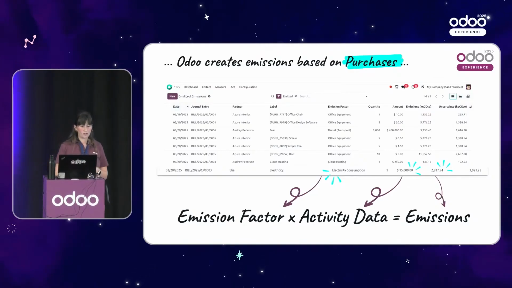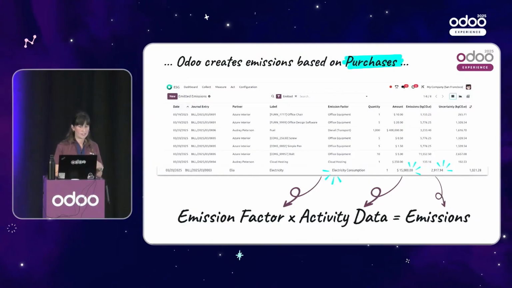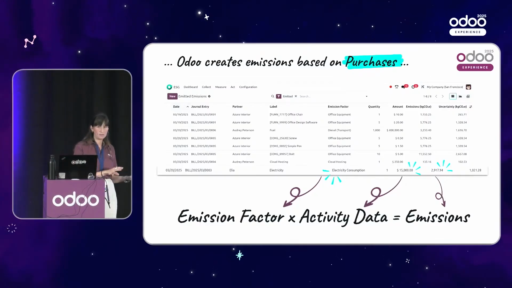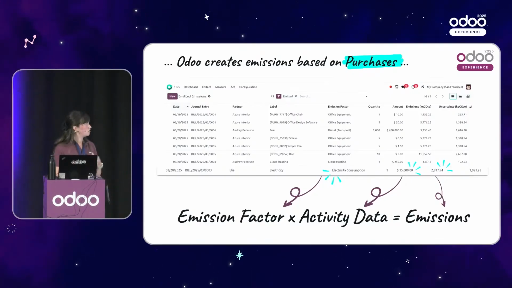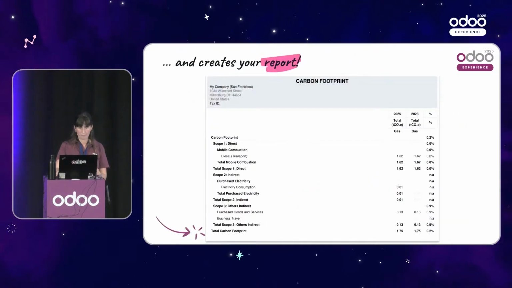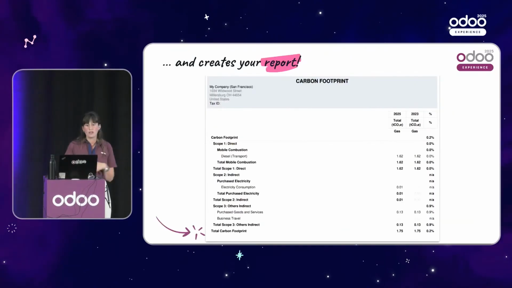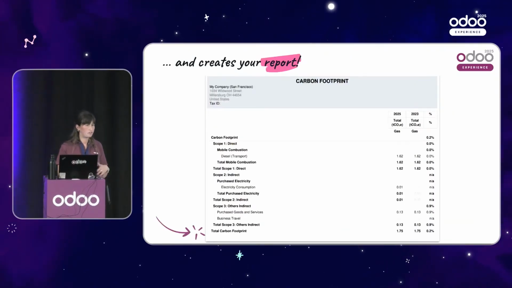So here you have the full calculation. Here we have, for example, electricity. You have your electricity consumption multiplied by your emission factor for this electricity, and then you have your total emission directly in the ESG app. And then when you have completed all of your emissions, you can generate your carbon footprint report.